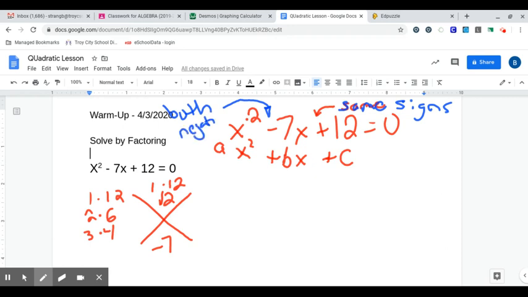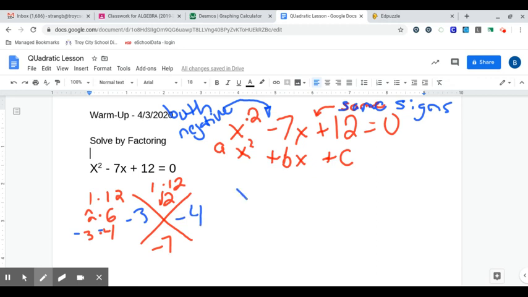All right. So now we need to have both of them negative. When we add them together, negative 3 plus negative 4 gives me negative 7. When we multiply negative 3 times negative 4, we do get a positive 12. So we go negative 3, negative 4. Now we're going to rewrite this.